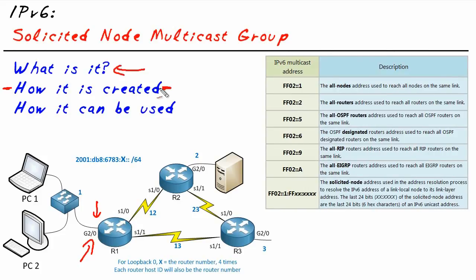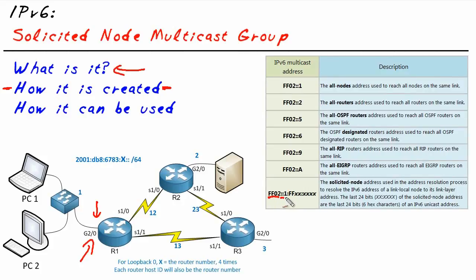Well, it's created by adding the last 24 bits of the unicast address as the multicast group address. Let me show you how it's done. We have FF02 at the beginning. FF in the IPv6 world represents multicast. The next two digits, 02, represent link-local scope. Like what happens in Vegas stays in Vegas. Let this multicast stay on the network. Don't route it across network boundaries. That's what the 02 is.